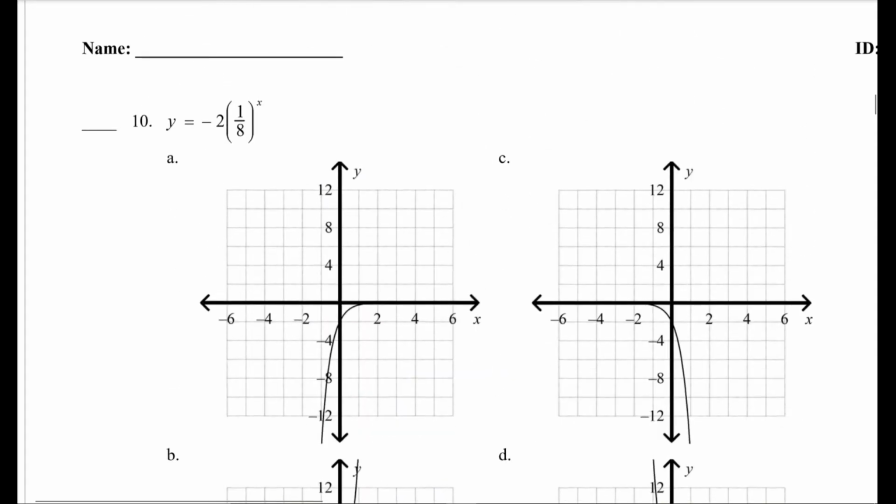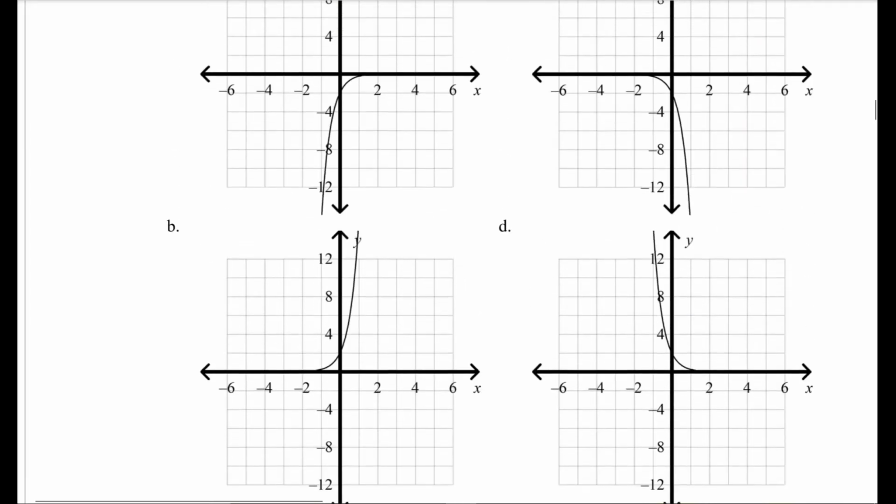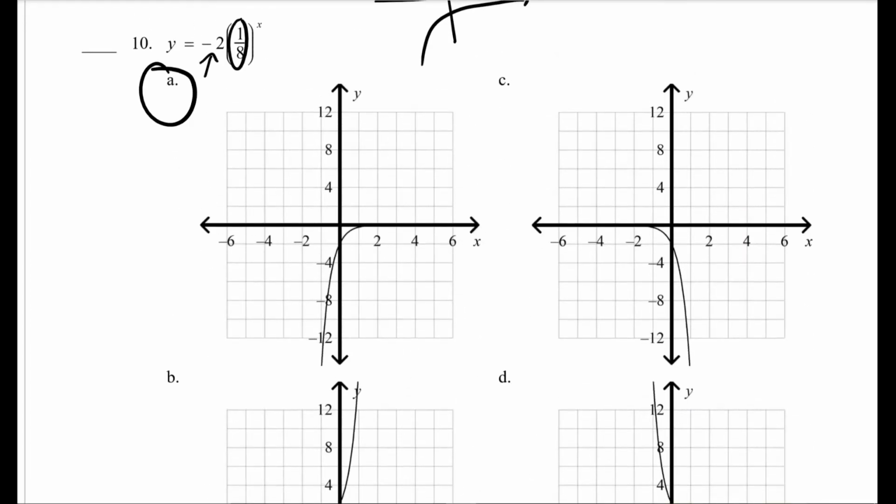Next one's another graphing one, so we're going to fly through this one. We know that this one was a decay, so it went down. However, the A is negative, so that means it actually reflects across the x-axis, so it looks something like that. So the answer for that one is A.